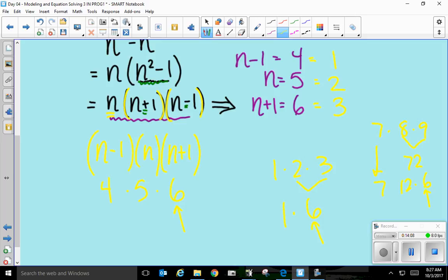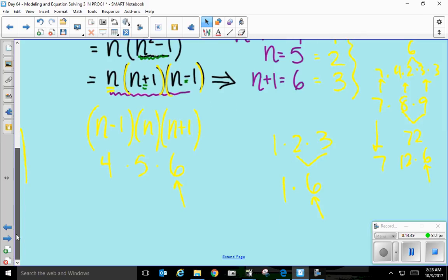Do you want to know why? Because every 3 numbers will always have a 2 and a 3 in them somewhere. Isn't 8 4 times 2? Isn't 9 3 times 3? You still have your 7 here, right? What's 2 times 3? 6. It's going to be a factor of 6. Every 3 consecutive numbers will have a factor of 2 and a factor of 3 in it, which means it has to be a factor of 6. It has to be.